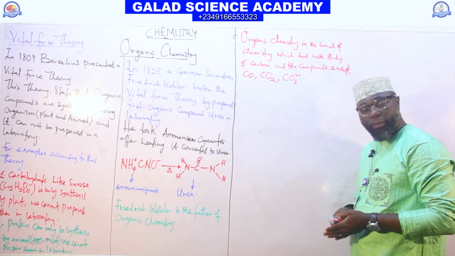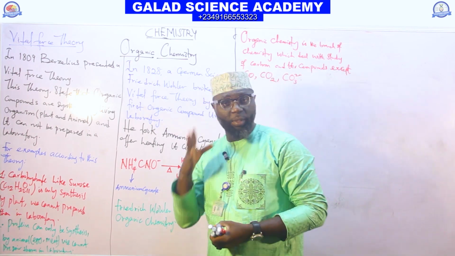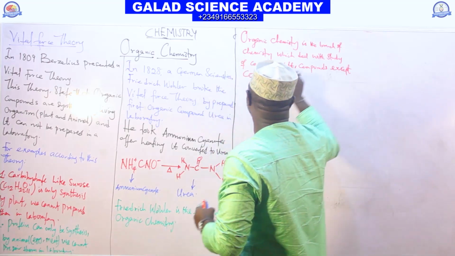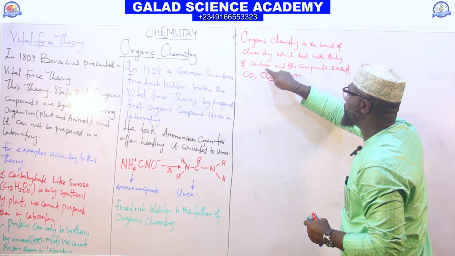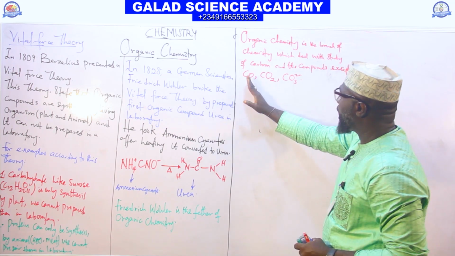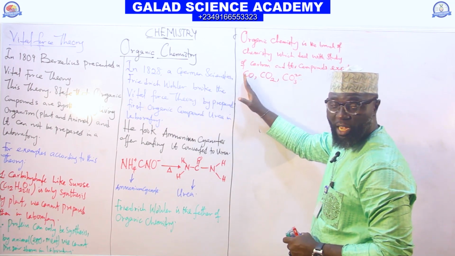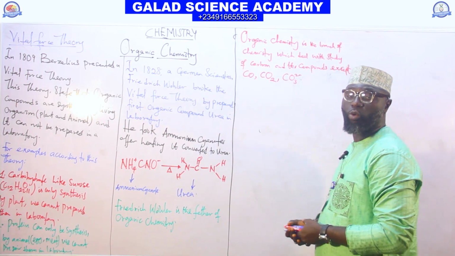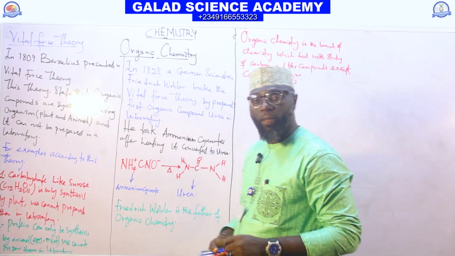So the modern definition for organic chemistry is a branch of chemistry that deals with the study of carbon and its compounds, with the exception of carbon dioxide, carbon monoxide, and CO3 2 minus salts.